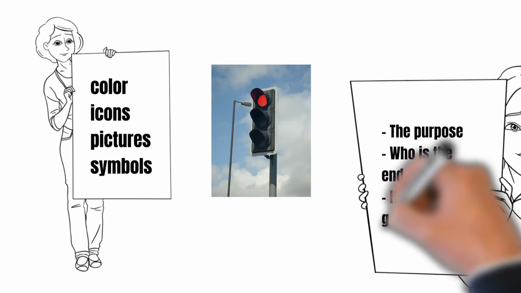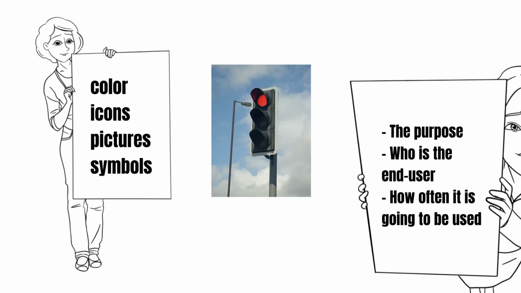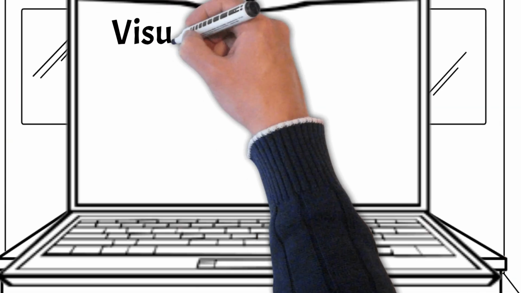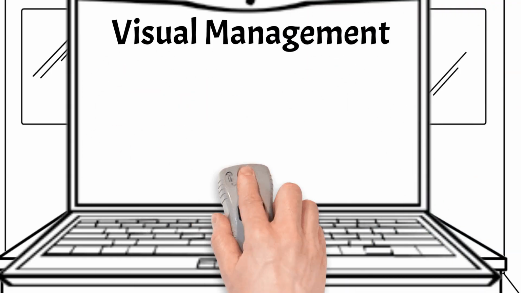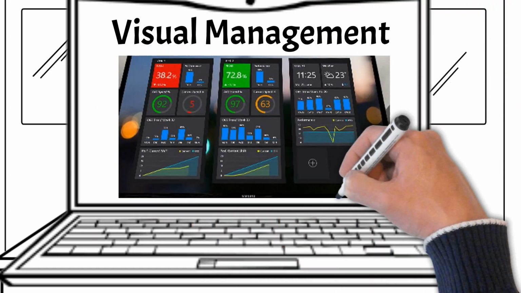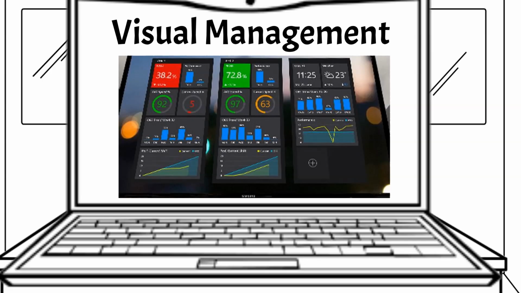When designing a visual board, you should consider the purpose, who the end user is, and how often it is going to be used. Visual management often uses data displays. This form of visual management deploys digital information displays across the shop floor to highlight KPIs. These forms of displays are also called andons and dashboards. They broadcast real-time analytics detailing shop floor performance.